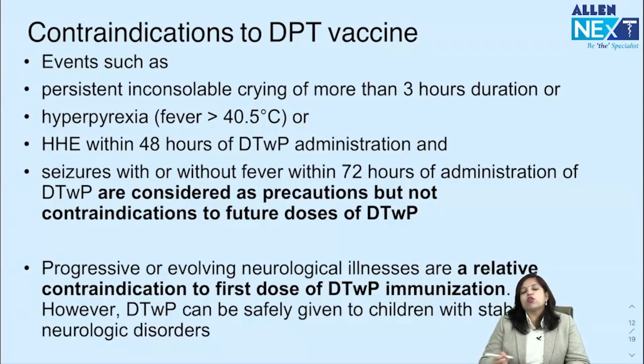So that is a relative contraindication to even the first dose of DPT vaccination. However, DPT can be safely given in children with stable neurological disorders. Again, for them, this is not even a relative contraindication, not even an absolute contraindication. For stable neurological disorder, it can be given, and for an evolving neurological disorder, of course, it's a relative contraindication as far as the first dose of DPT is concerned.